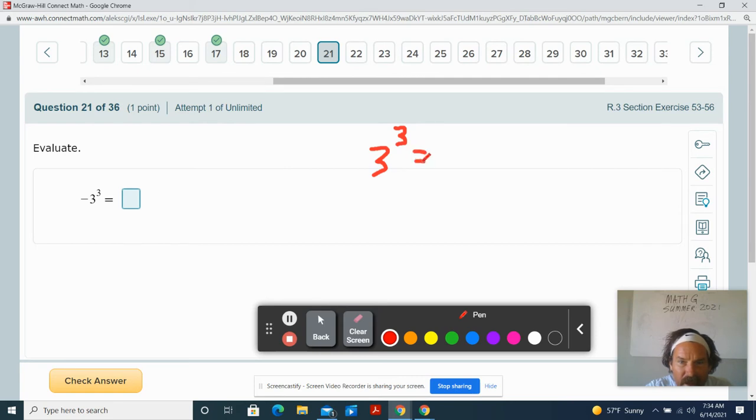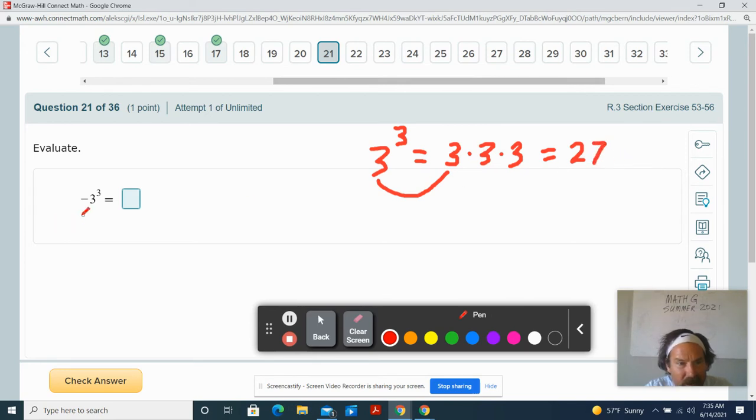Exponents are written in the top right corner, and it means that you're going to write the base number down. This is called the base. The base is 3. The exponent is 3. So you write the base down 3 times because of the exponent 3. So exponents are a shorter way of writing a multiplication problem that's repeated. So 3 times 3 times 3. Be careful not to add. 3 times 3 times 3 is not equal to 9. 3 times 3 is 9, but 9 times 3 is 27.